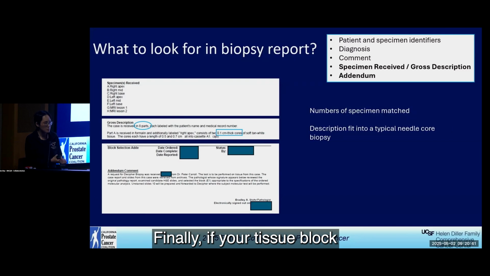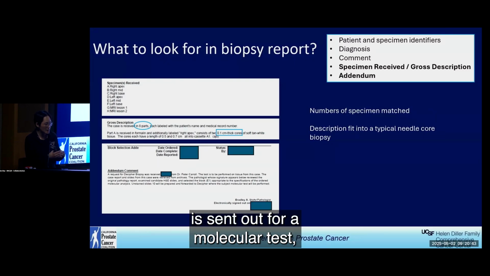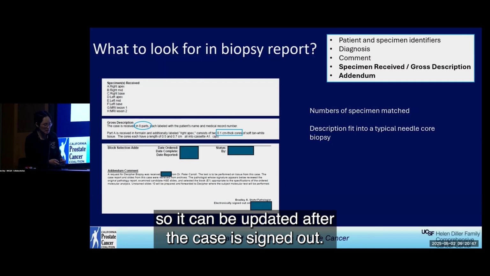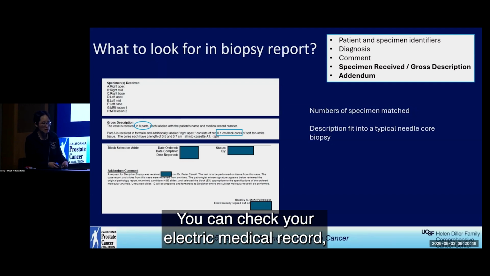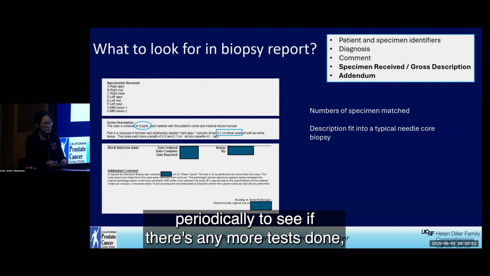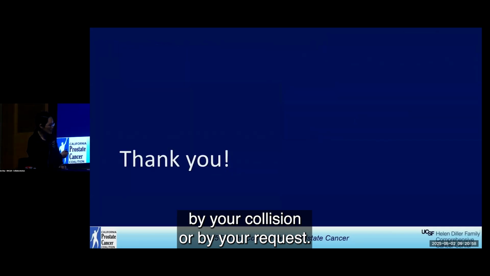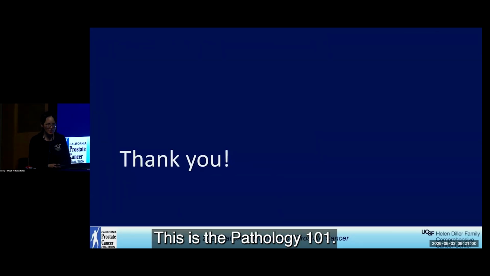And finally, if your tissue block is sent out for a molecular test, we document it as an addendum. So it can be updated after the case is signed out. So you can check your electronic medical record periodically to see if there are any more tests done by your clinician or by your request. So this is the pathology 101.